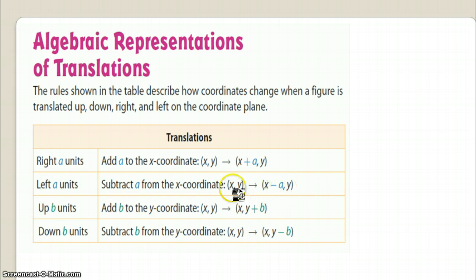comma Y. It also says if you're going up B units, that means you're adding to Y. Then of course you would add whatever that number is to the Y coordinates. So it'll be X comma Y plus that number. And if you're going down B units, that means you'll subtract that number from the Y coordinates. So here you'll look at X comma Y minus B. You be very, very sure that you understand your rules of integers in this situation here.